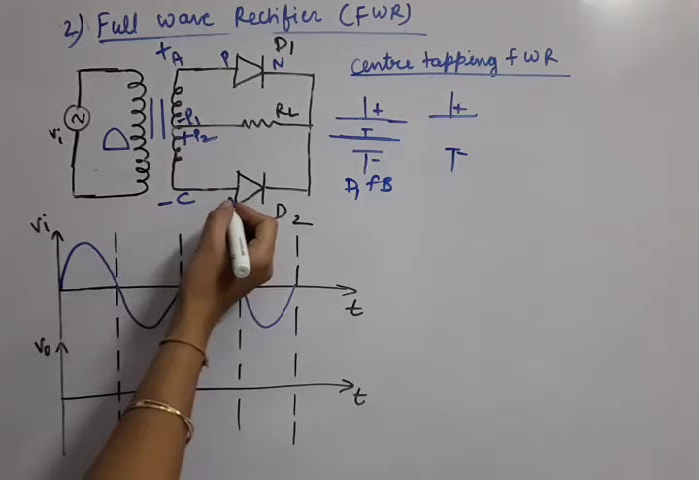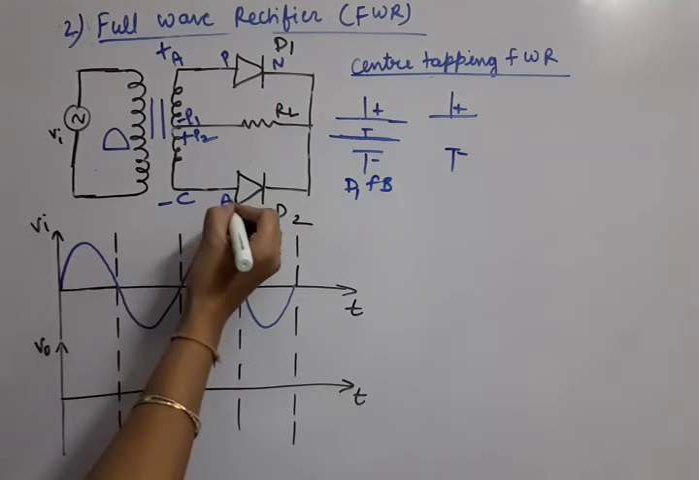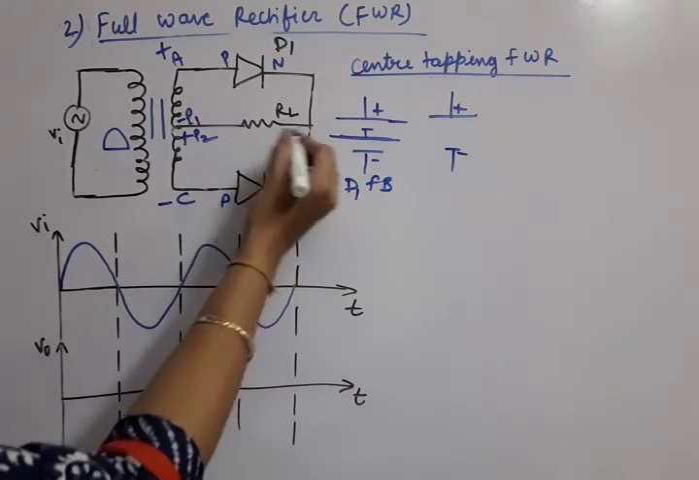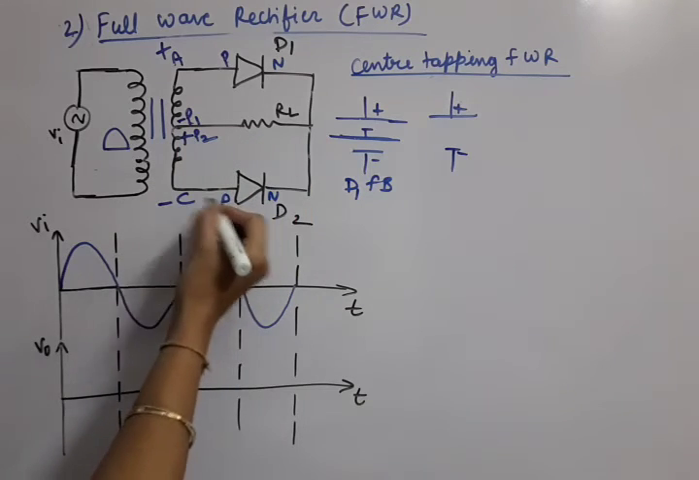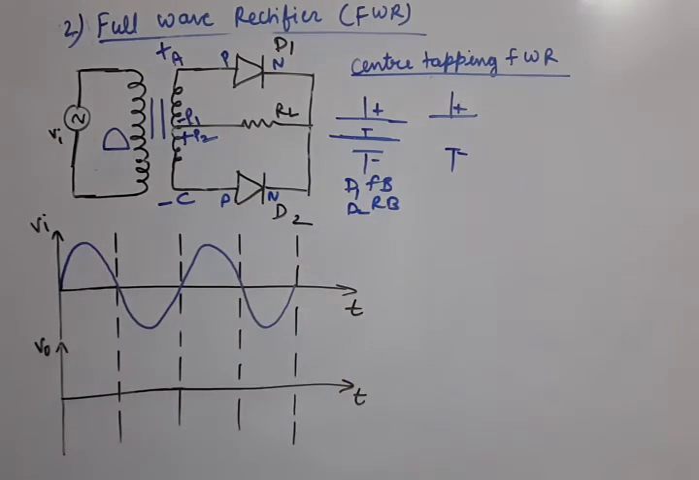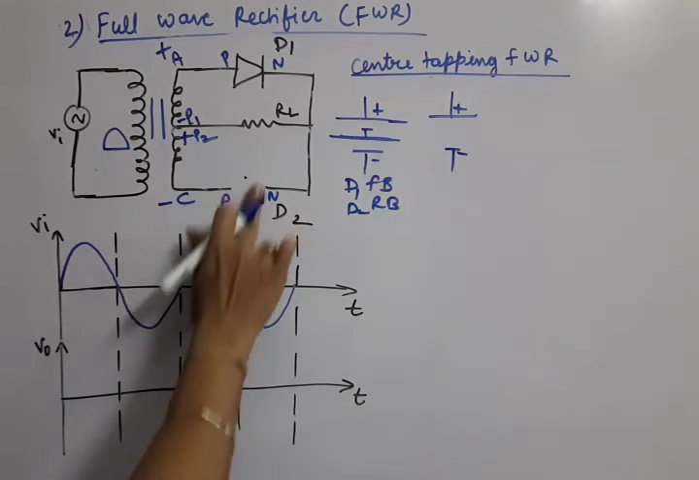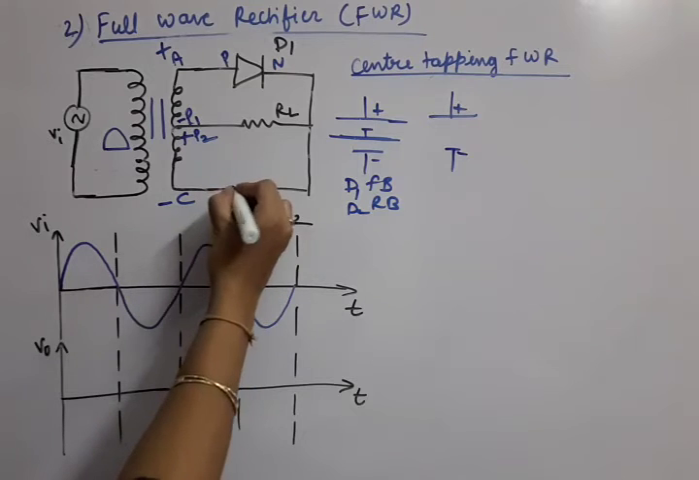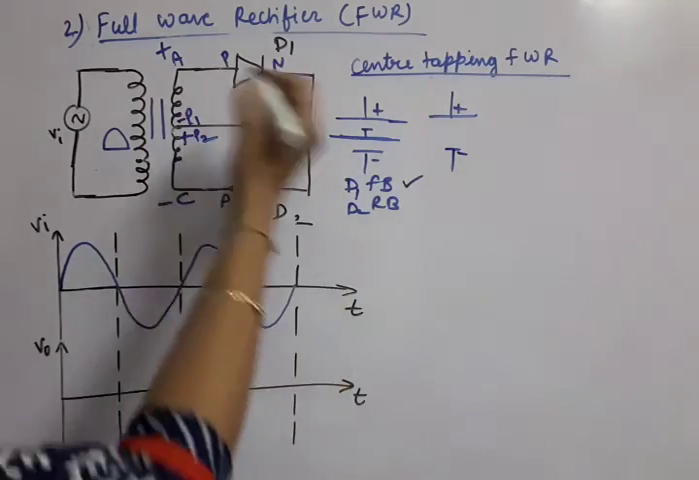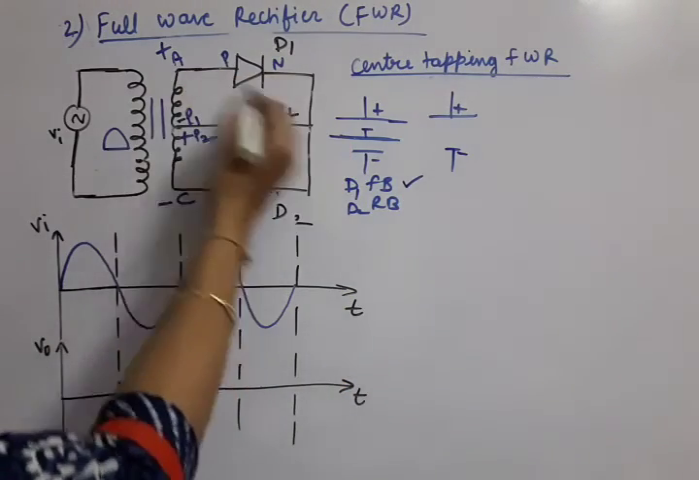And now let us talk about the D2 diode. D2 diode, P end is connected to negative and N end is connected to positive. So P with negative means D2 will become reverse biased. The diode which is reverse biased will not conduct, so this diode will become like an open circuit. Now the only forward biased diode is D1. It will conduct from P to N.